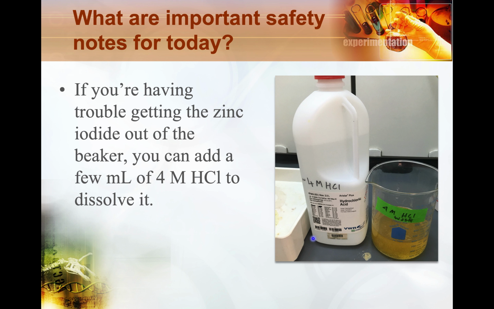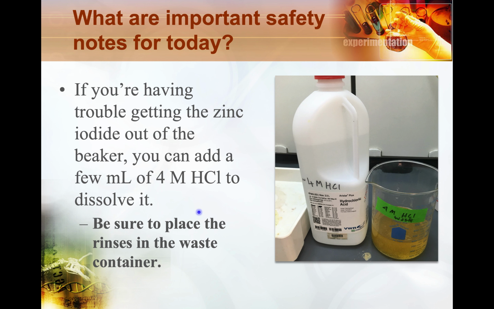At the end, the zinc iodide may be resistant to coming out of the beaker. So in that case, you can use a small amount of 4 molar hydrochloric acid to dissolve it. And if that's the case, let us know, and your instructor should be around to help you. It's also important to note that any rinses that you do should go in a very specific container. You don't want to put this acidic waste into any other of the waste containers.